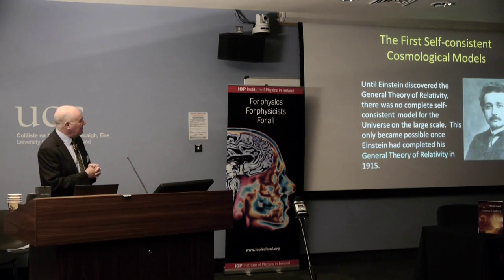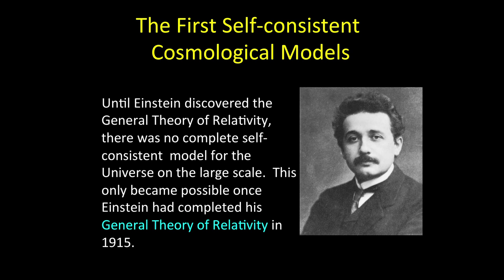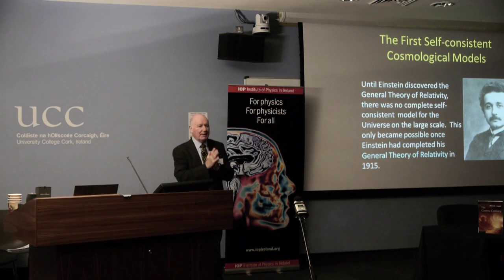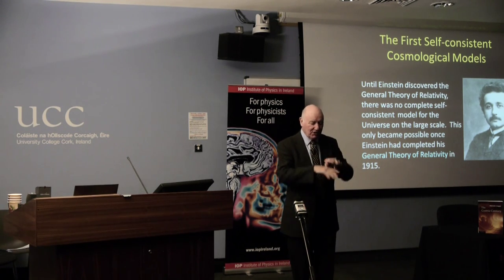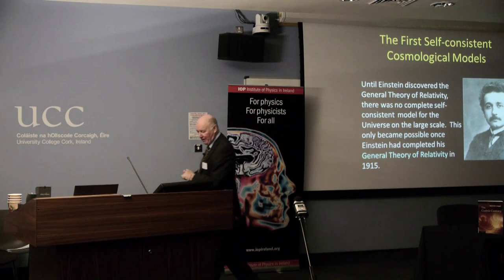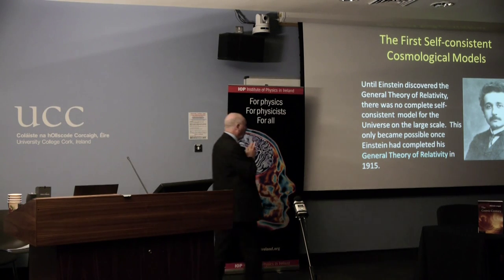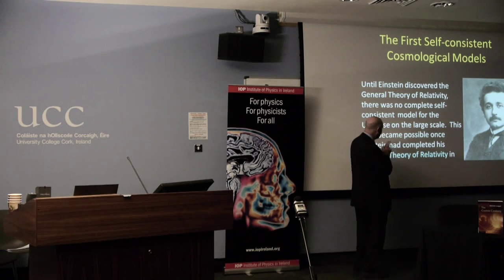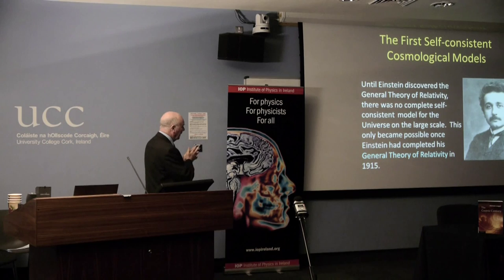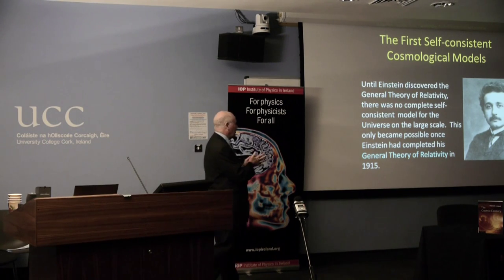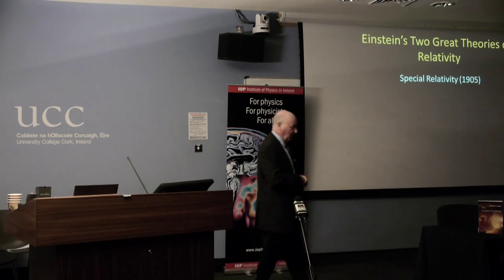Now, let's look then at the first self-consistent cosmological models. Until Einstein discovered the general theory of relativity, there were no complete self-consistent models of the universe as a whole. And that's because you cannot satisfy the boundary conditions in Newtonian gravity at infinity in a satisfactory way. But once you've got general relativity, you've got the way of building completely self-consistent models for the universe as a whole. And that was what Einstein set about doing in 1917, once he'd completed general relativity.